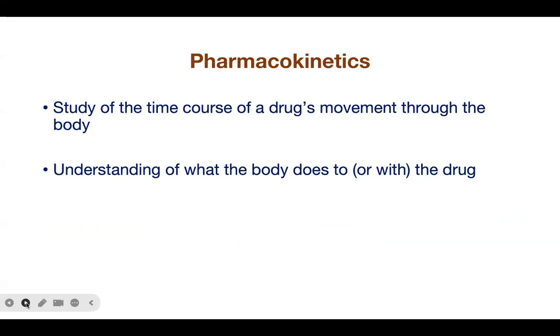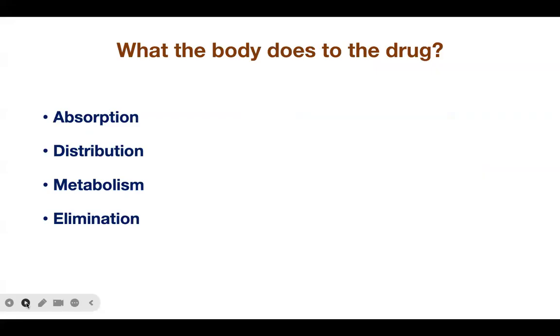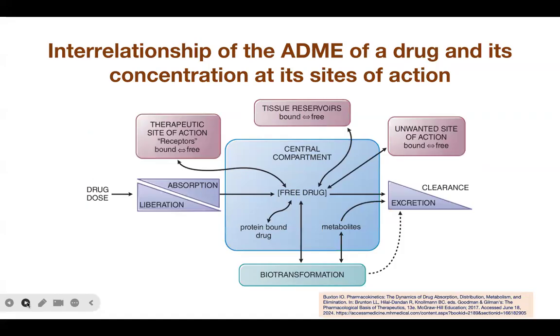So starting with PK, pharmacokinetics is the study of the time course of a drug's movement through the body. We need to understand what the body does to the drug. Absorption, distribution, metabolism, and elimination are the four important parameters of pharmacokinetics.